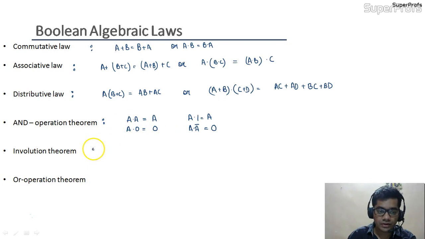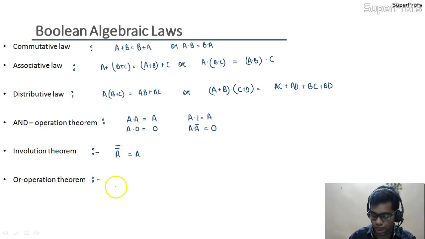Now we are going for involution theorem. So what is involution theorem? It would be A bar with another bar is equal to A only. So taking complement 2 times would result in the same function. Okay, this is our involution theorem.